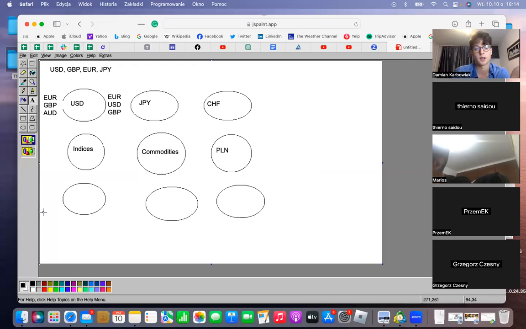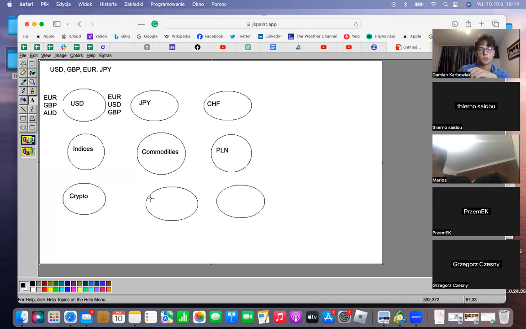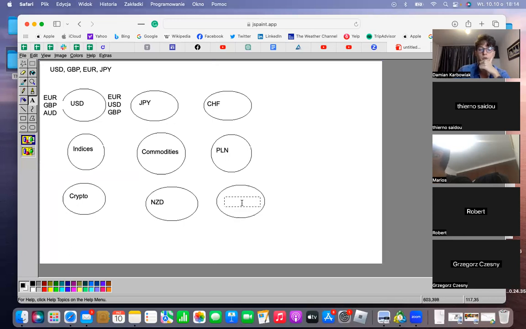This one obviously is an example. It's not a big pair. We'll talk about it in a second. What else can we have? We can have crypto. Crypto is another branch, let's say, or another group that people focus on. There are some pairs like Thierno said earlier, New Zealand dollar. There is another one as well. Oh, I know which one, forgot about it: Canadian dollar. So obviously there would be more.